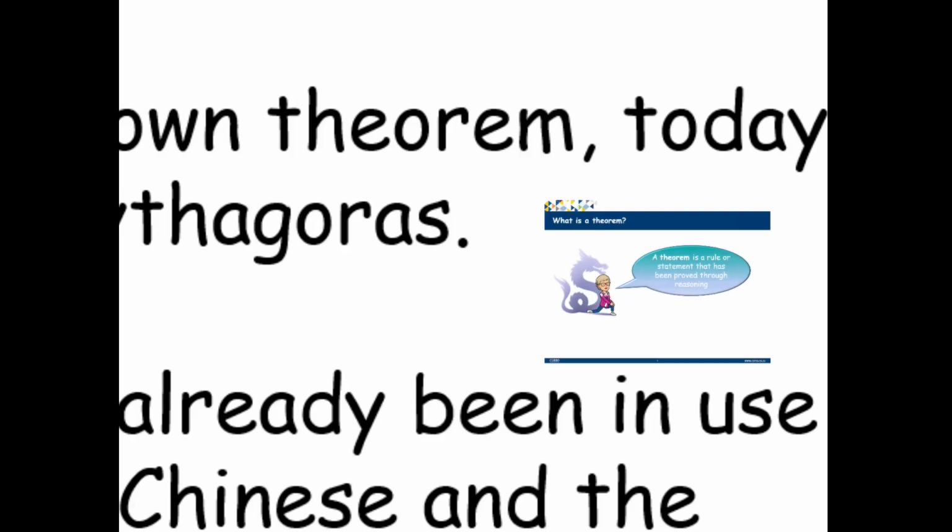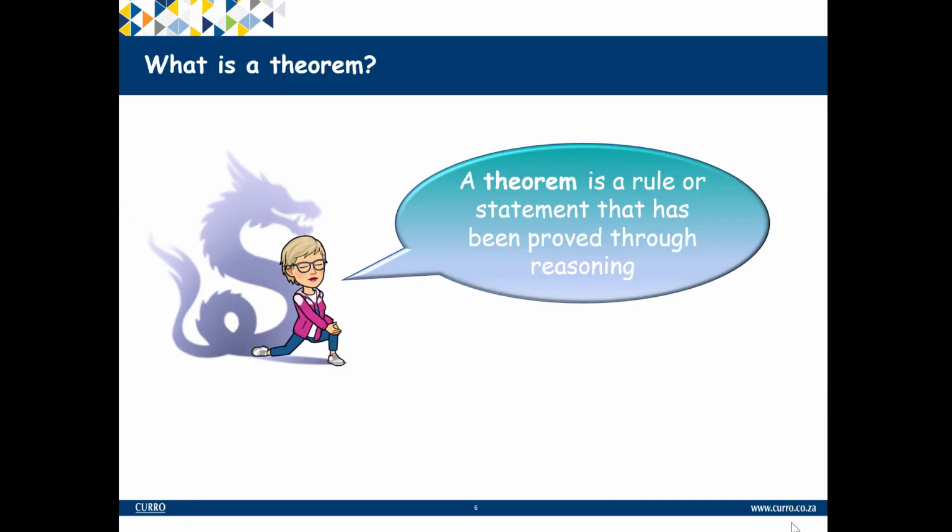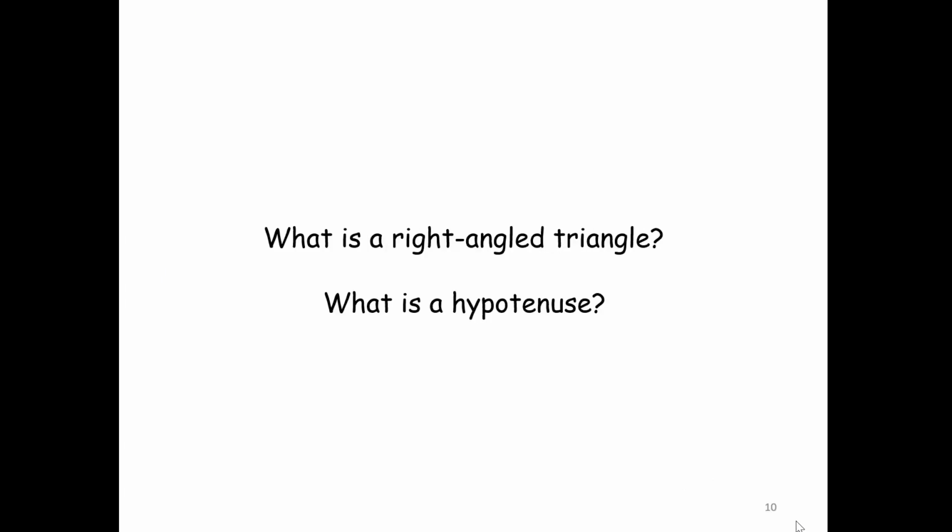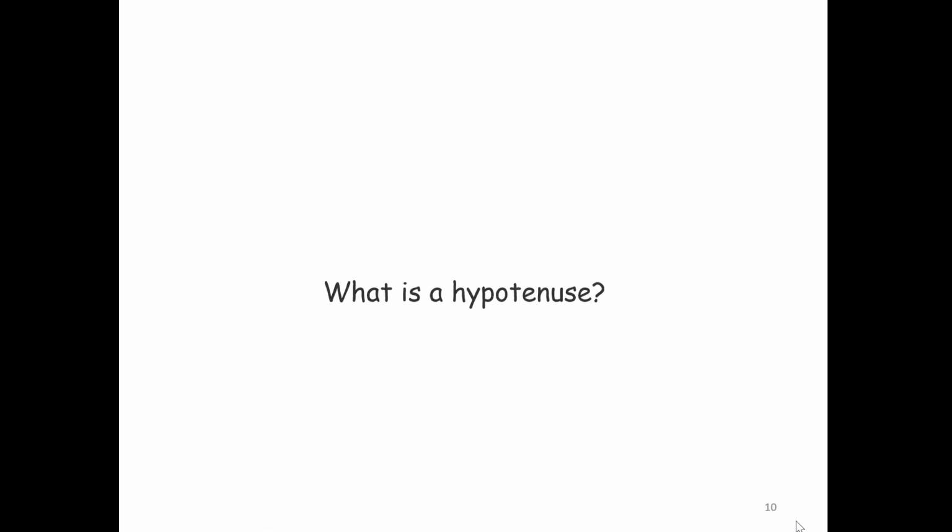What is a theorem again? A theorem is a rule or a statement that has been proved through reasoning. What is a right-angled triangle? What is a hypotenuse? Here is our triangle. It has a 90-degree angle, thus right-angled.